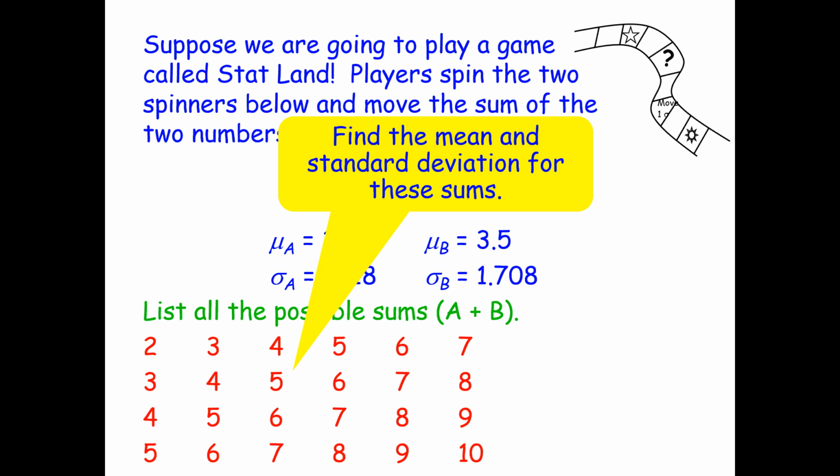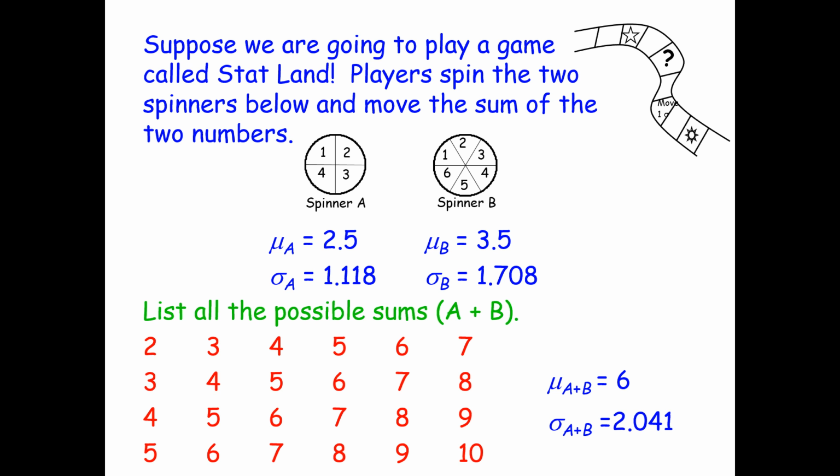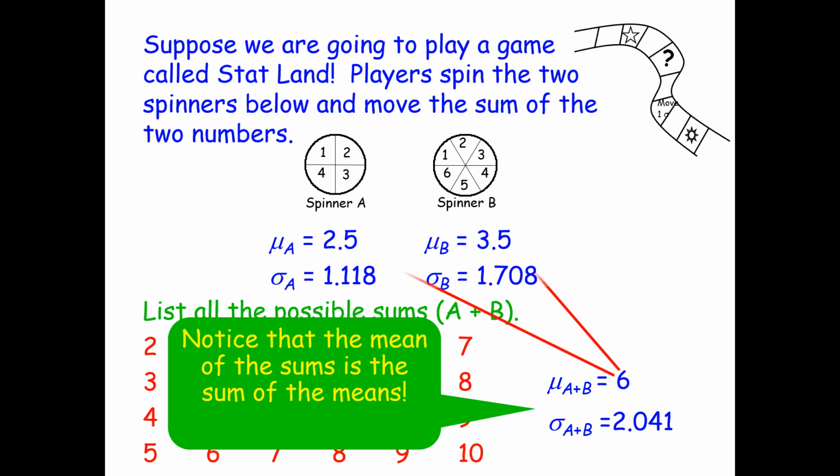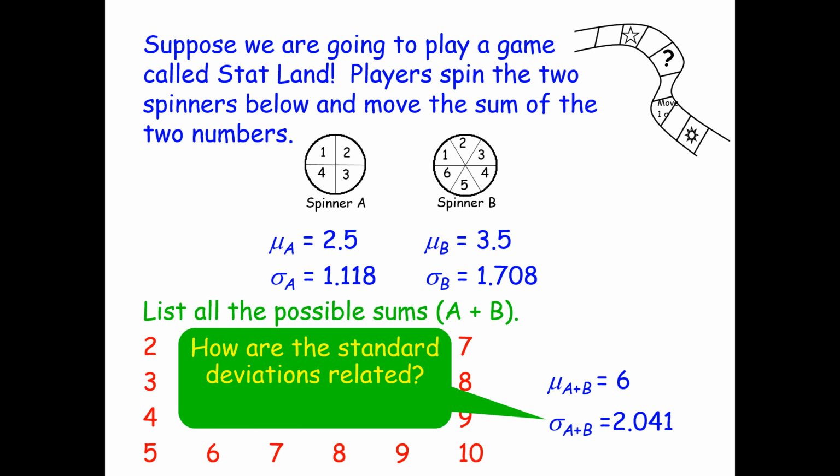So we're going to find the mean and standard deviation for these sums. So we're going to take the mu sub A plus B, and that's going to be 6. And the standard deviation sub A plus B is 2.041. So notice that the mean of the sums is the sum of the means. Well, how are the standard deviations related?